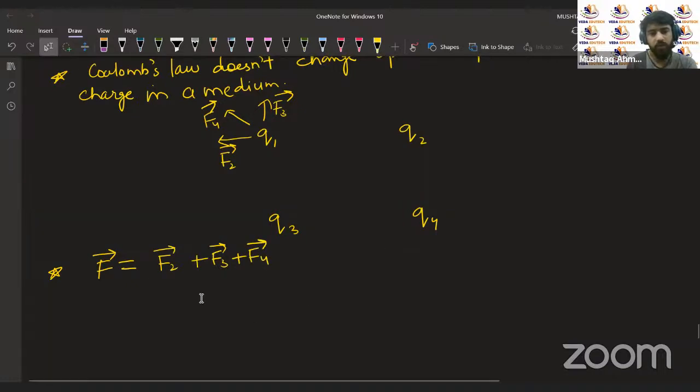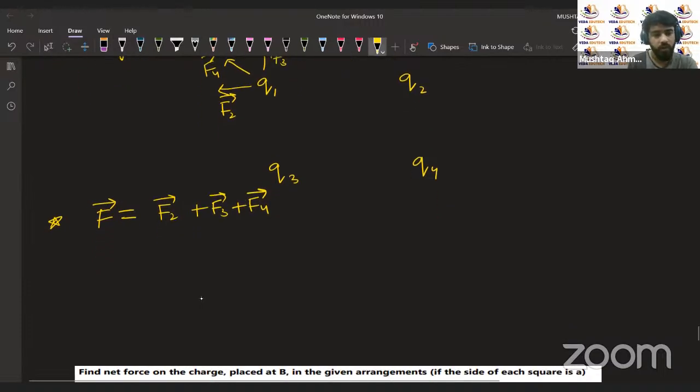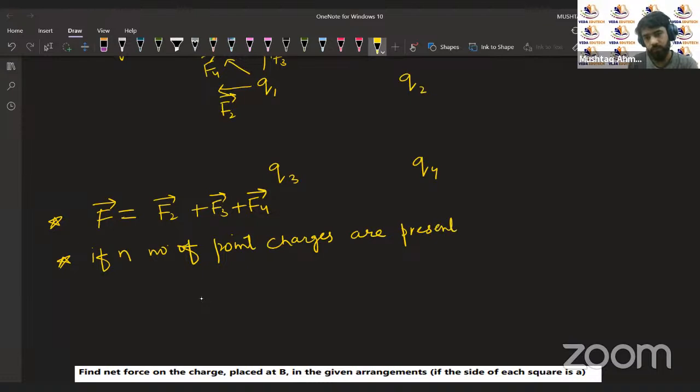Or in general, if we have to find the total force acting on the charge Q1 when n number of point charges are present, then the net force acting on a given charge is given by the superposition principle.